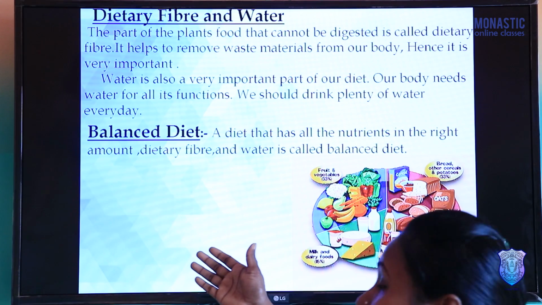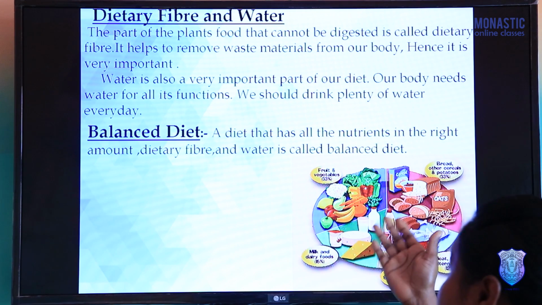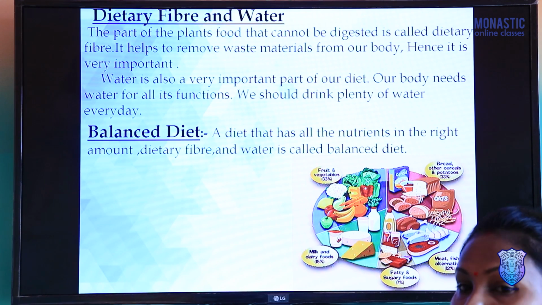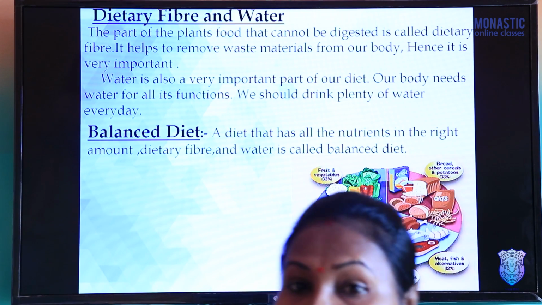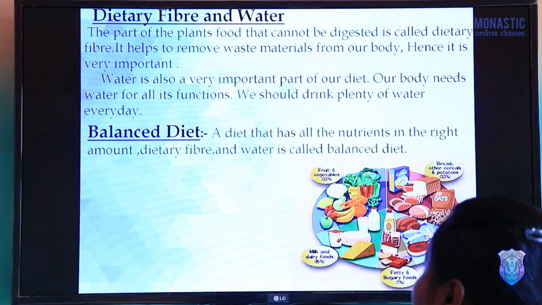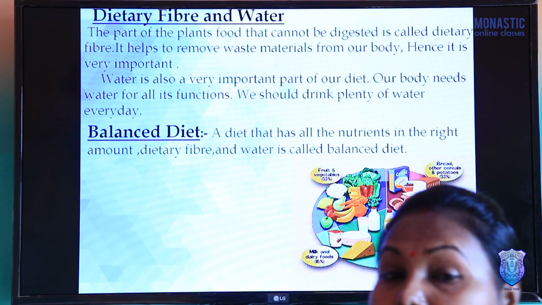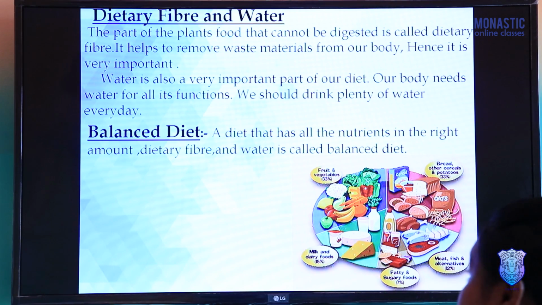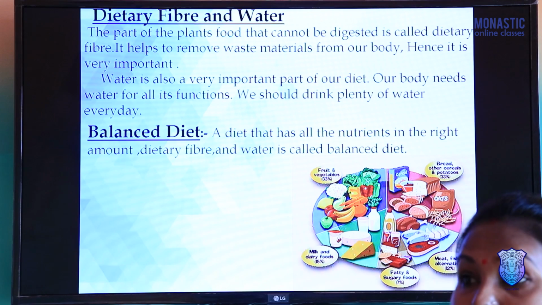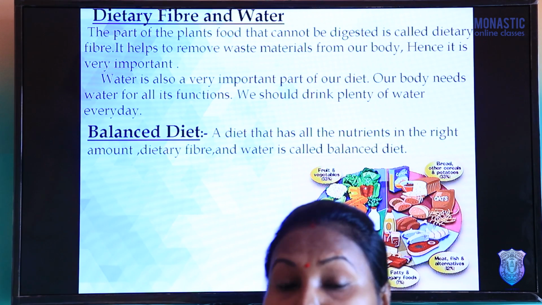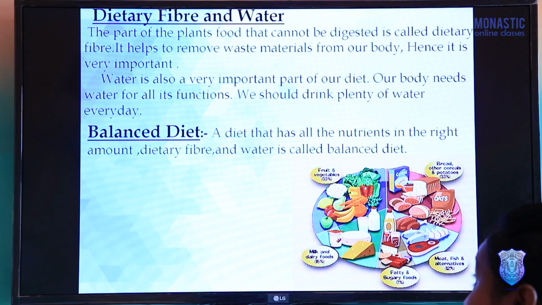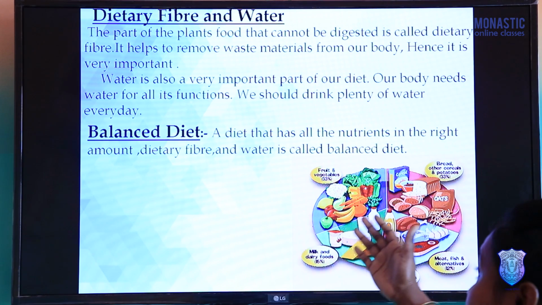Next is balanced diet. The diet that has all the nutrients in the right amounts, along with dietary fibers and water, is called a balanced diet. So in our daily life, we need food that contains the right amounts of dietary fiber and water. We eat food that contains carbohydrates, proteins, vitamins, minerals and fats in our daily use.